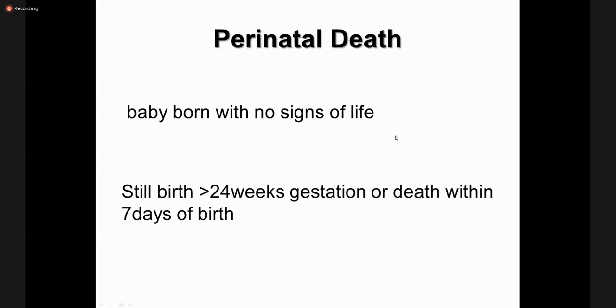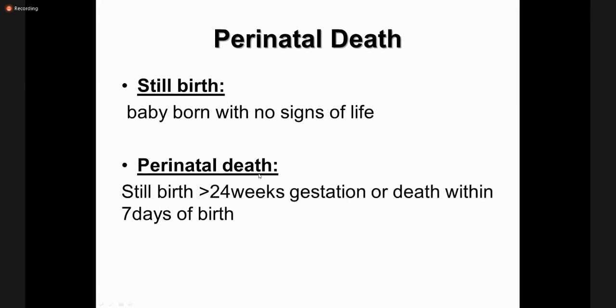The last is perinatal death. We first discussed stillbirth, which is a baby born with no signs of life. What is perinatal death? It is stillbirth after 24 weeks of gestation or death within 7 days of birth. Perinatal death is from the time of more than 24-week gestation till within 7 days of birth. These are the definitions in the puerperium.